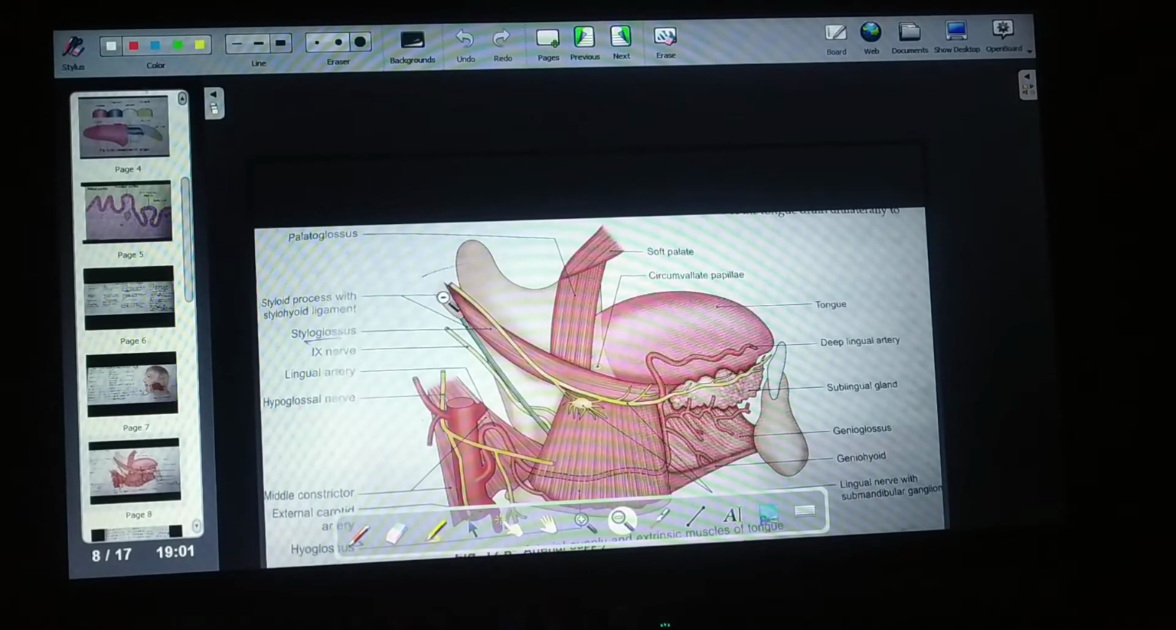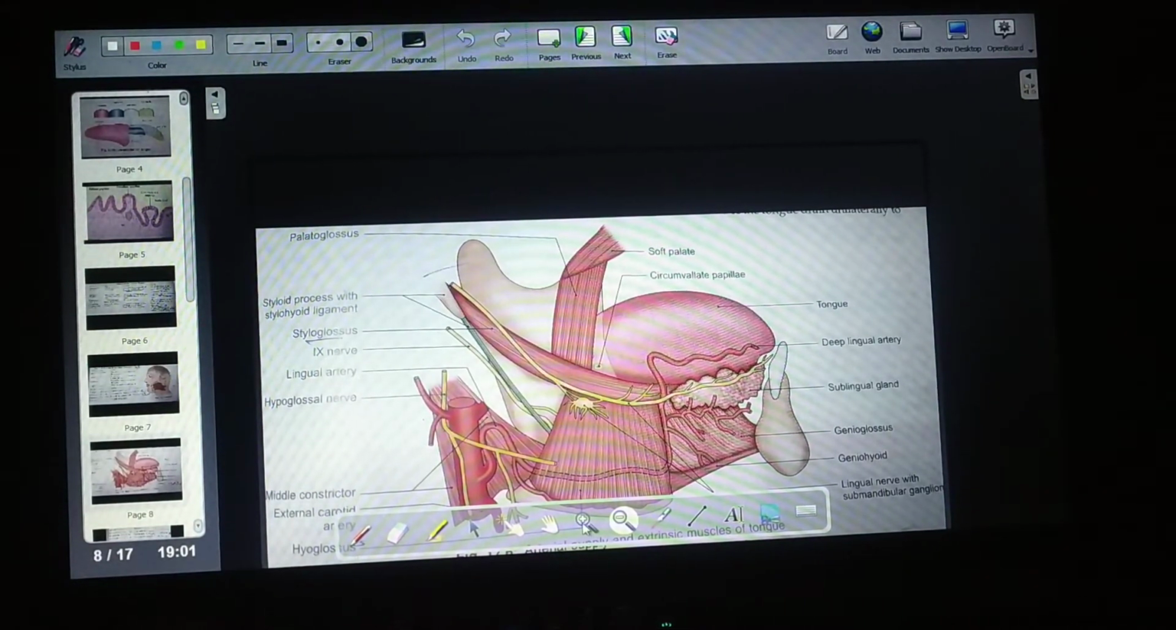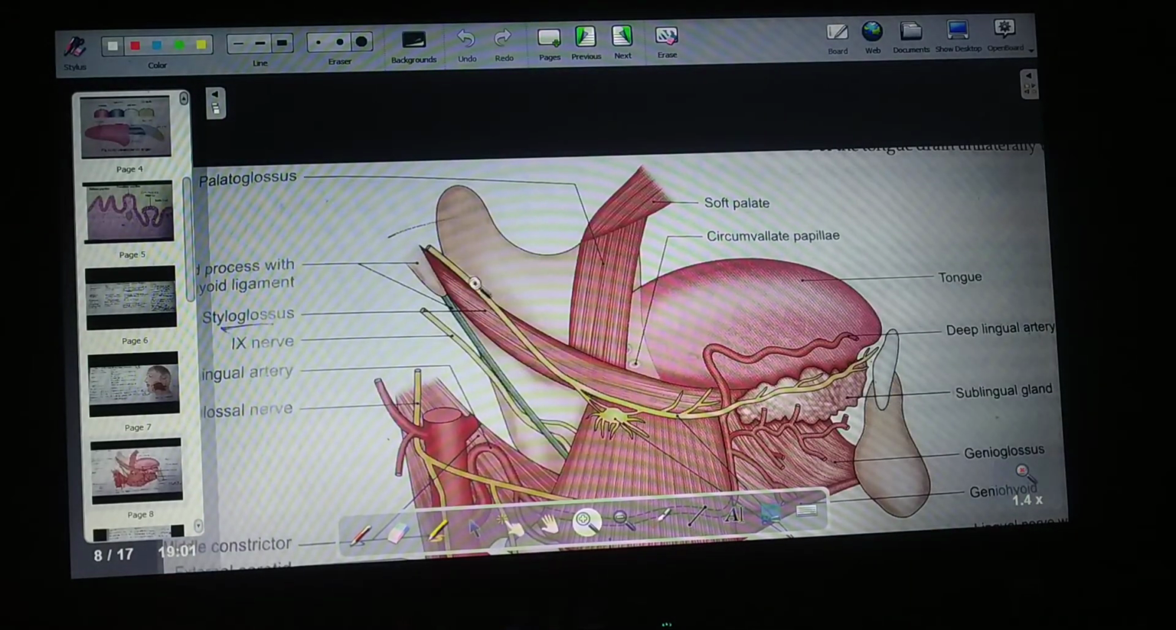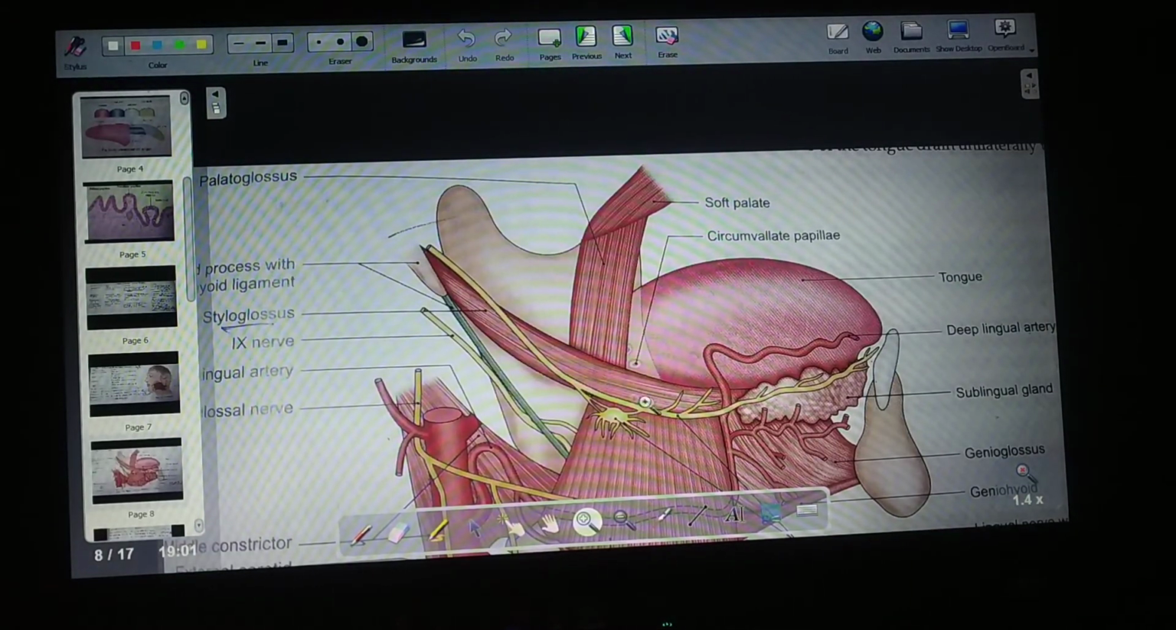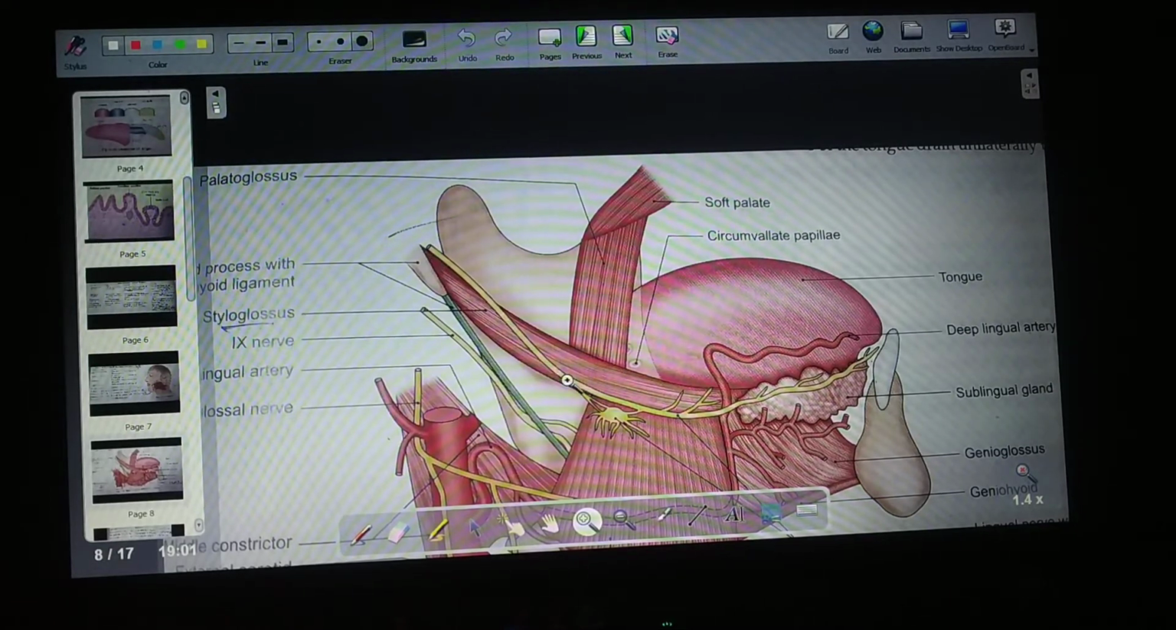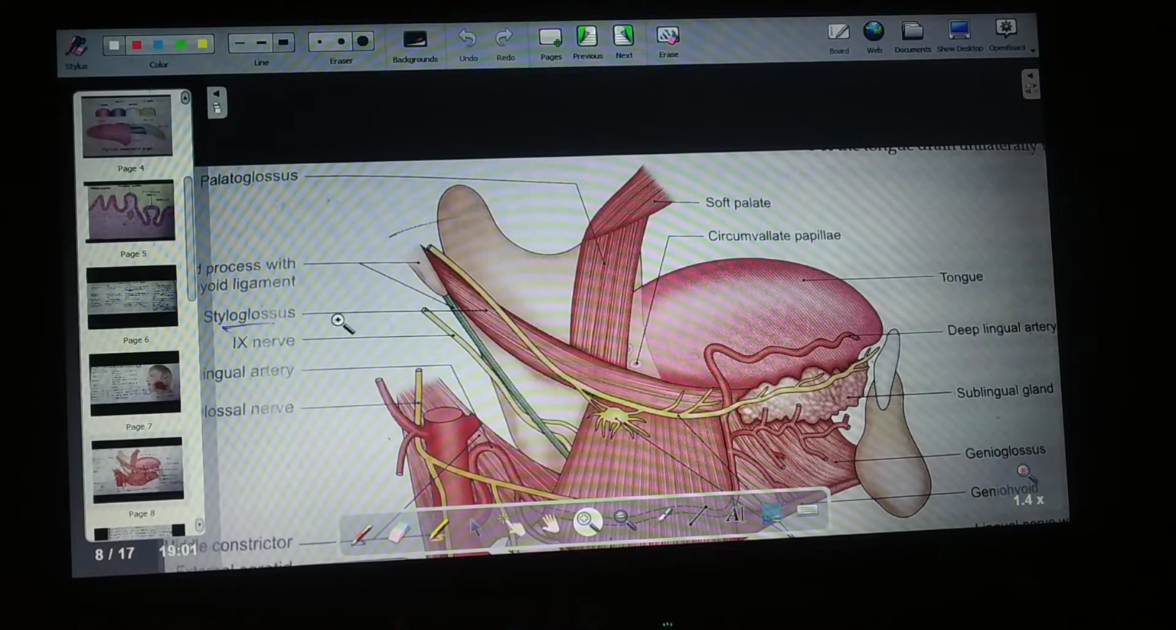This is the styloid ligament present over here. From the styloid ligament, this is the styloglossus muscle. The styloglossus originates from the anterior part of the styloid process. This is the nerve, the ninth cranial nerve, present over here.